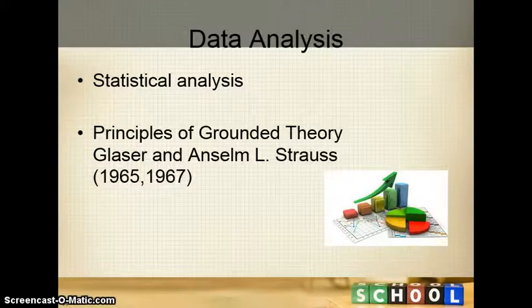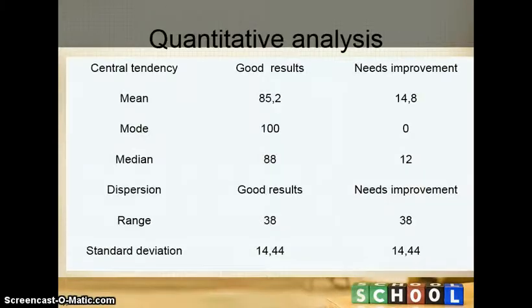For data analysis, we just take into account two methods: statistical analysis for the quantitative method and principles of grounded theory, Glaser and Anselm Strauss, for the qualitative analysis. And it says that grounded theory method is a systematic methodology in the social sciences involving the discovery of theory through the analysis of data.